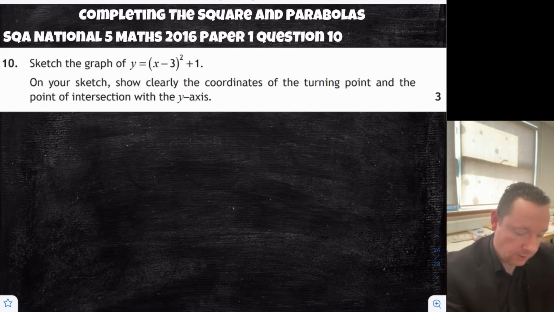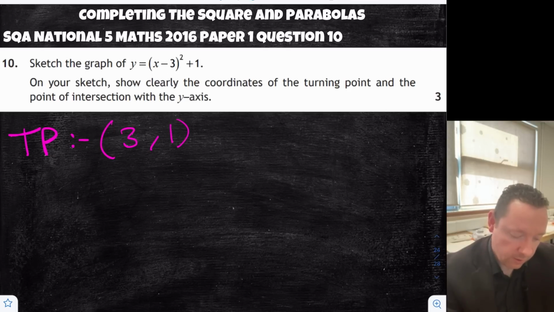Well, the turning point is easy. TP, turning point. It is simply the opposite of this number, which is 3, the opposite sign, and then the second number, 1. Why is it the opposite? Because it's what makes this 0. 3 take away 3 is nothing.